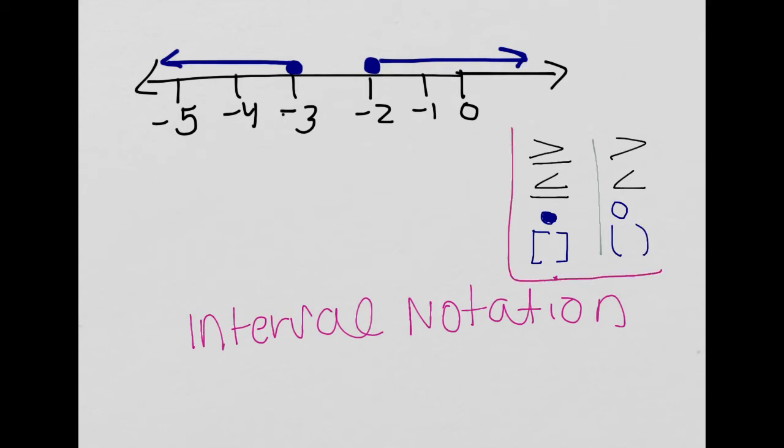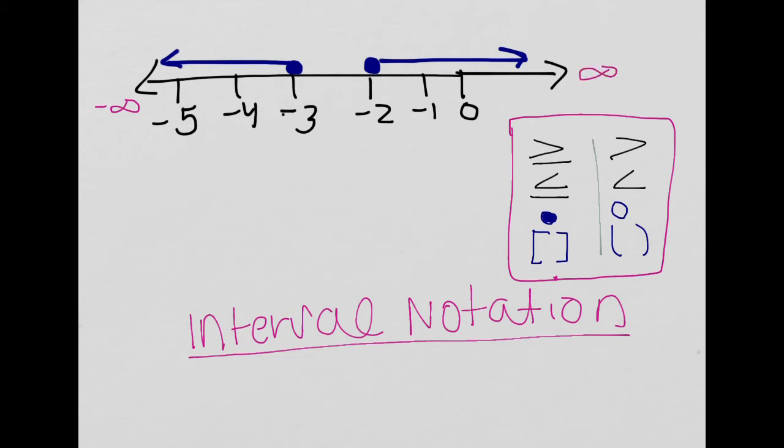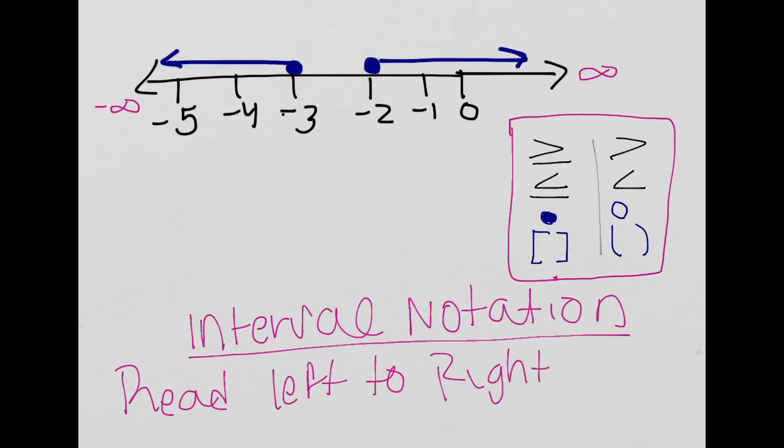And this is some information you need to know when working with inequalities and the number line and writing your answer in interval notation. So given this number line, I'm going to put some information on it. I know that the left arrow is going to negative infinity and the right side is going to positive infinity. All right? Now, you always read left to right. Always. Okay? From the negatives to the positives.